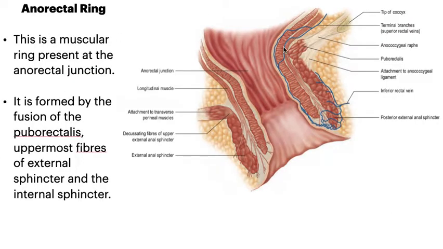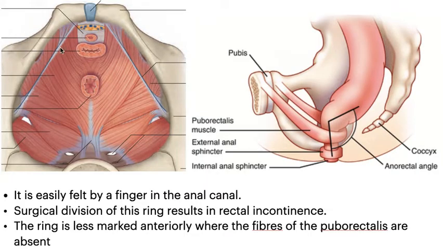Right. Coming to the anorectal ring, it is a muscular ring present at the anorectal junction, formed by the fusion, can you see over here, of the puborectalis and the uppermost fibers of the external anal sphincter, right? This is formed by the fusion over here. Here, can you see, this is the puborectalis muscle, the component of pubococcygeus blending with the rectum over here, forming the anorectal junction.